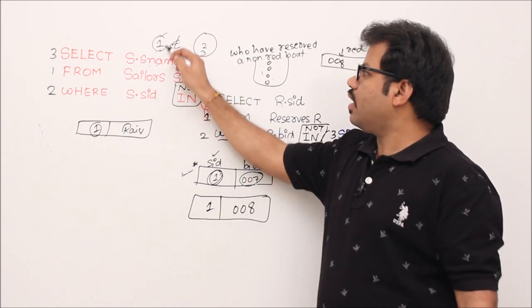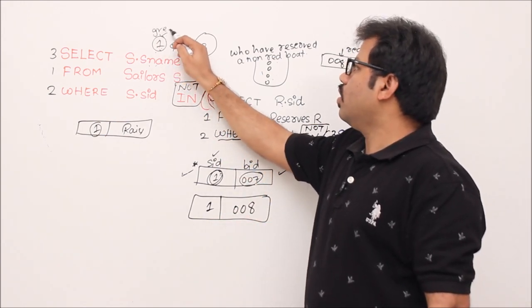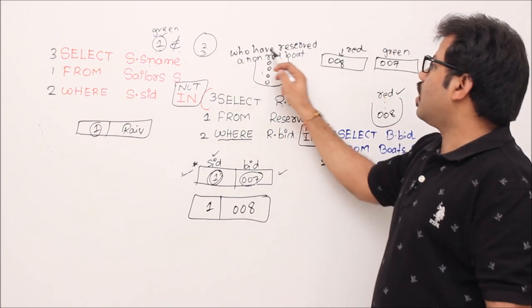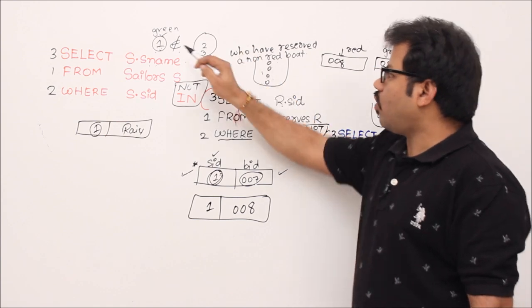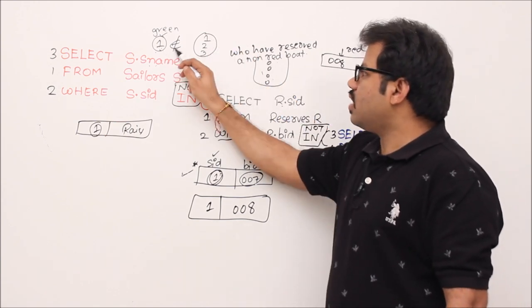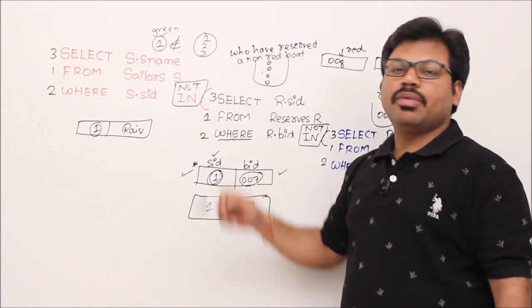Sir, why not he reserve a green color board? For example, 1 reserves a green color board. You see, who are these people? These are all people who reserved a non-red board, correct? That means green means non-red. Then that 1 will be here. Then 1 does not belong to 1 to 3 is quite false, right? So this never will become true.